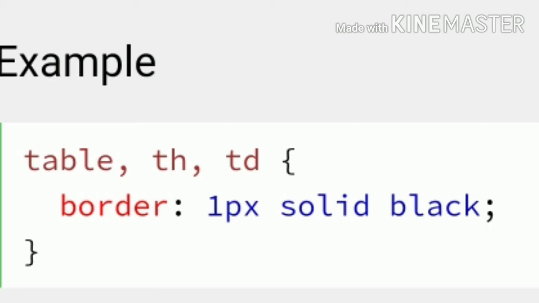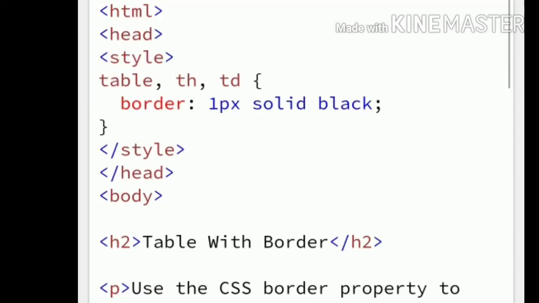After that your program starts with the body tag. Then, to execute the program, write an h2 heading tag: h2, table with borders, closing h2. Use the CSS border property to add a border to the table.